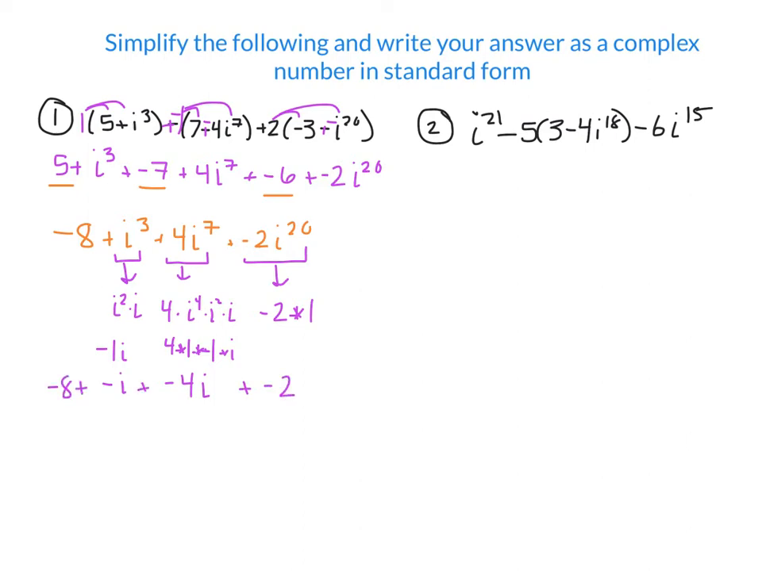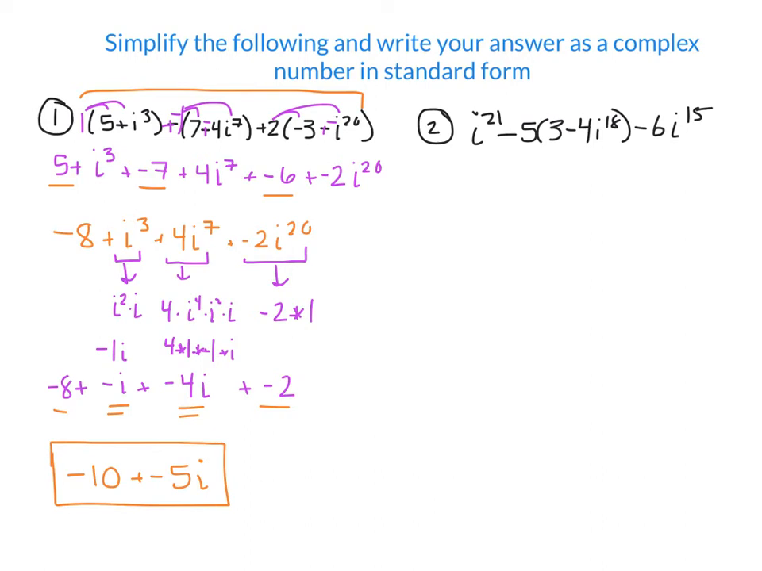So notice that I simplified each of these, and what I ended up with here are 2 real parts that need to be combined. So here I have a negative 10 and 2 complex parts that combined to be a negative 5i. So using what I know about simplifying, I was able to take 3 complex numbers added together here and find what that complex number would be when they're all combined with all of those i exponents simplified.